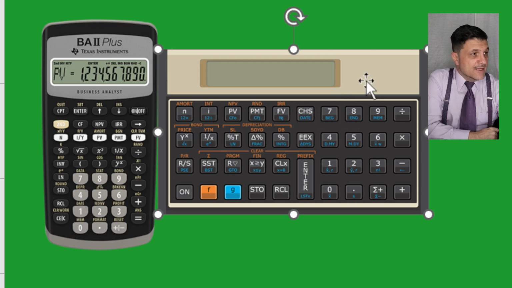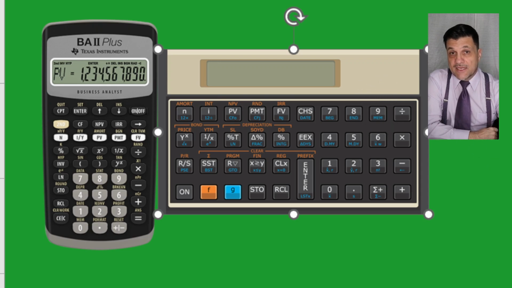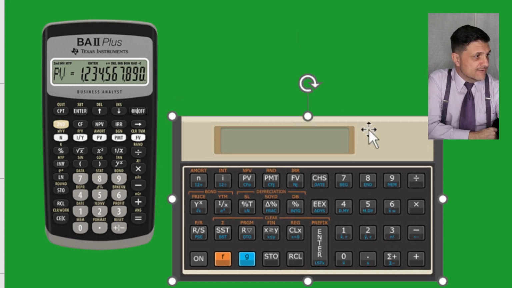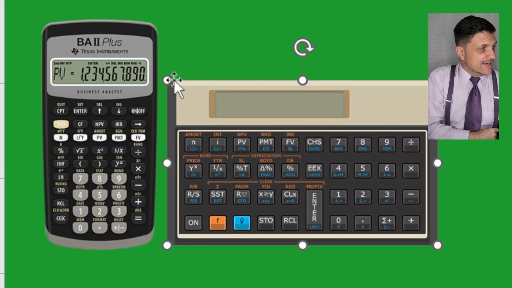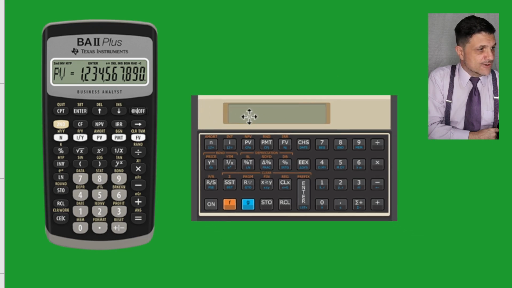You could get a question where the payments into that account happen at the beginning of the period, and you have to set the calculation to begin mode. If it doesn't say beginning of the period, says end of the period, or doesn't say anything, then you keep the calculator in end mode. I believe it is the same for the Texas BA II Plus. Again, I'm much more comfortable explaining the HP because that was my calculator of choice.